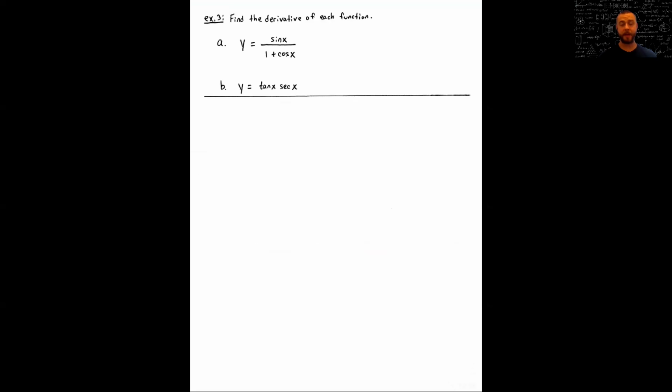Okay, so I'd like to give you an attempt at these. For part A, it's a pretty straightforward quotient rule question. And for part B, we have a product, tangent times secant. Part B is a straightforward product rule question. The only new part is the individual derivatives for sine, cosine, tangent, and secant. That's what we're currently learning about. We're now just combining those with the previously learned product and quotient rules.